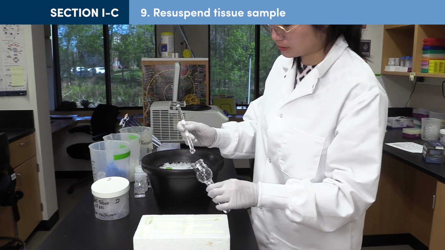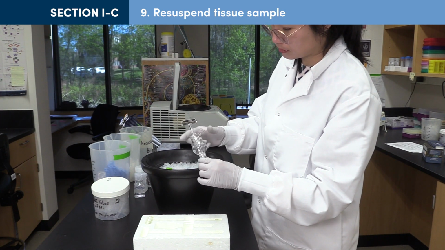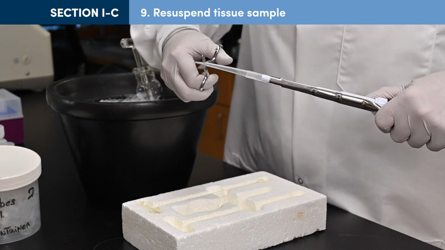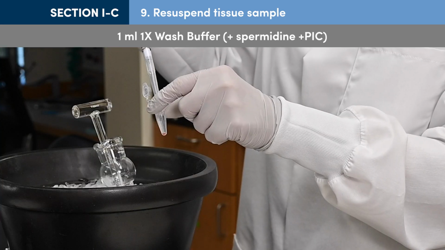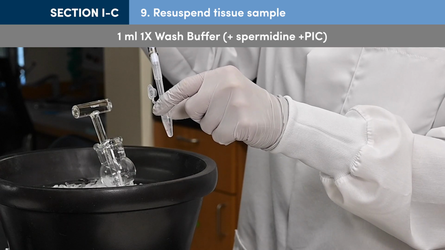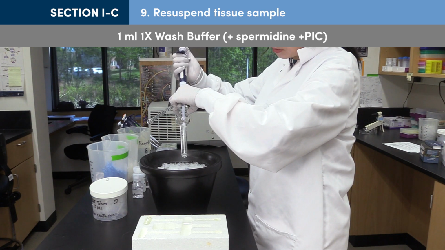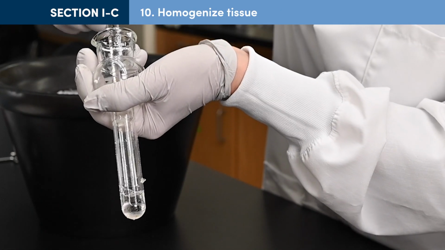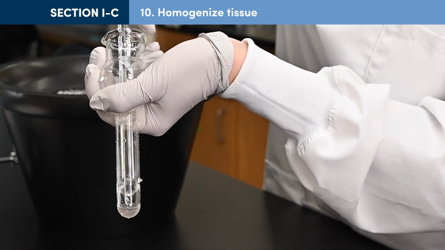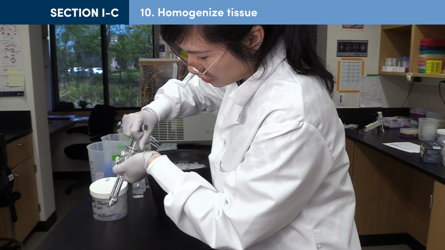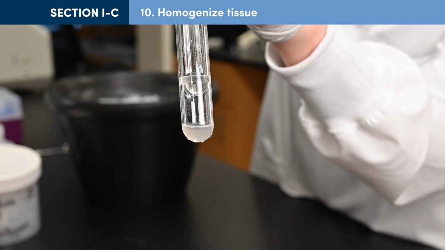Before resuspending the tissue, pre-cool the Dounce homogenizer by placing it on ice and cut the end of a 1 ml pipette tip with scissors. Then, resuspend tissue in wash buffer with additives and transfer to the Dounce homogenizer. Disaggregate tissue into a single-cell suspension by grinding with the pestle. Use 20 to 25 strokes until no tissue chunks are observed.